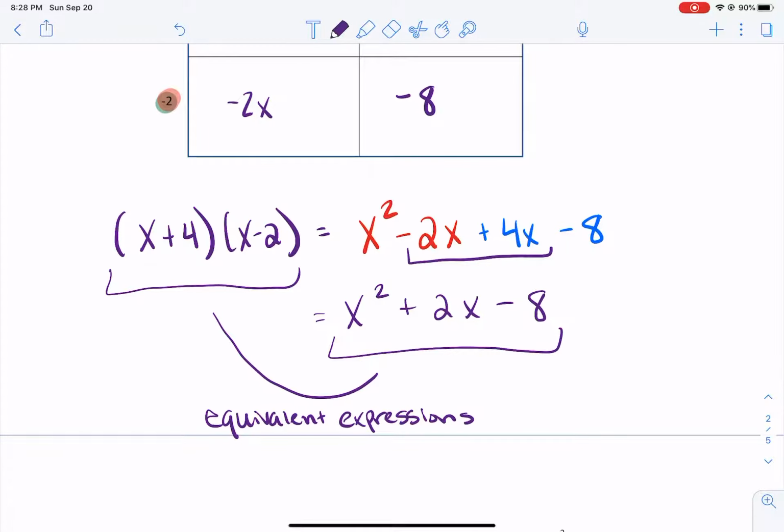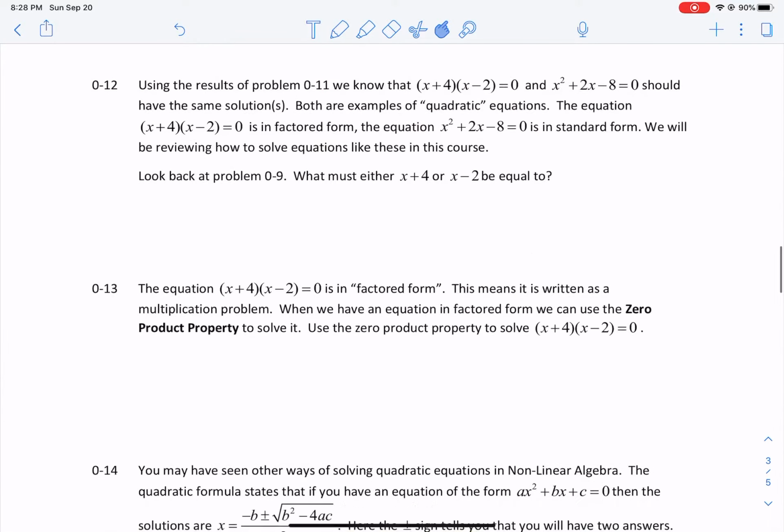All right, so next page says using the results of problem O-11, we know that (x + 4)(x - 2) = 0 and x squared + 2x - 8 = 0 should have the same solutions. Both are examples of quadratic equations. The expression (x + 4)(x - 2) = 0 is in factored form. The equation x squared + 2x - 8 = 0 is in standard form.